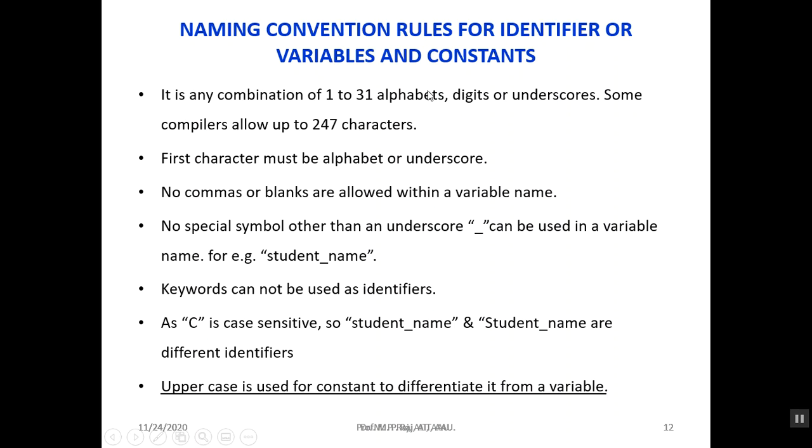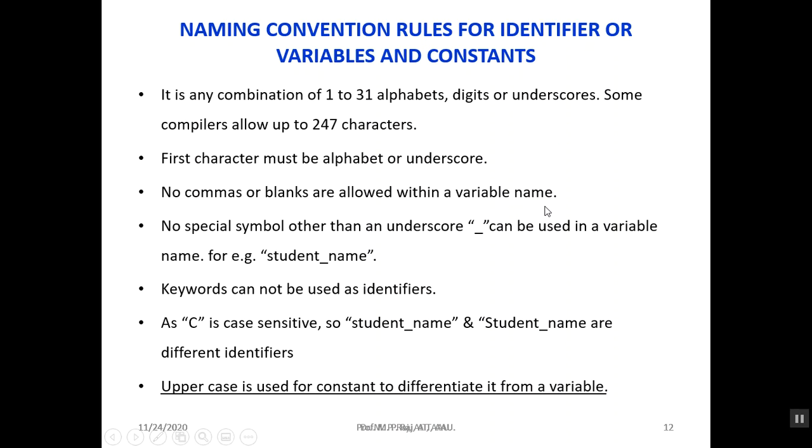These alphabets can be any valid alphabet from the C character set, and the C character set consists of alphabets, digits and underscore. So 1 to 31 characters can be either alphabets, digits or underscore, but the first character should always be an alphabet or underscore. It cannot be a digit. Again, we don't put commas or blank spaces within the name.